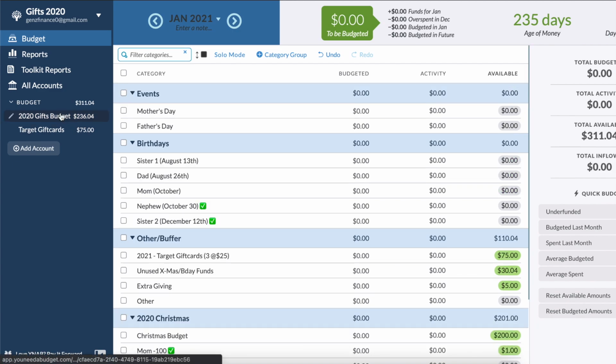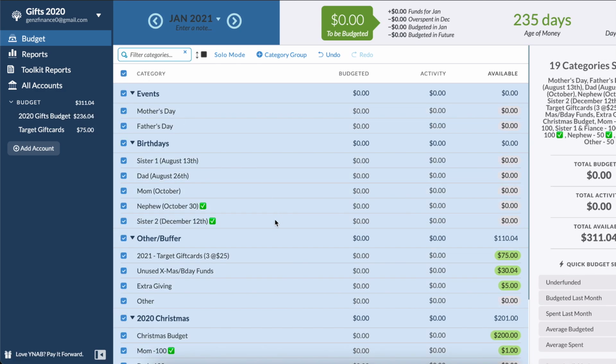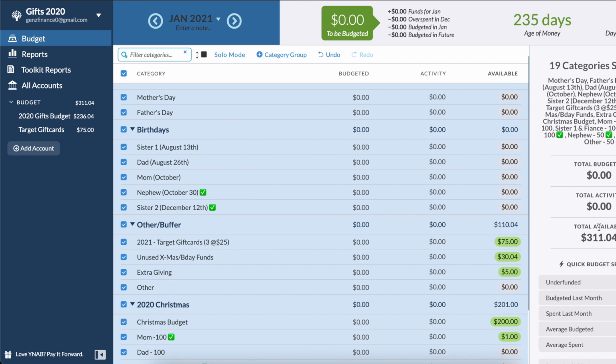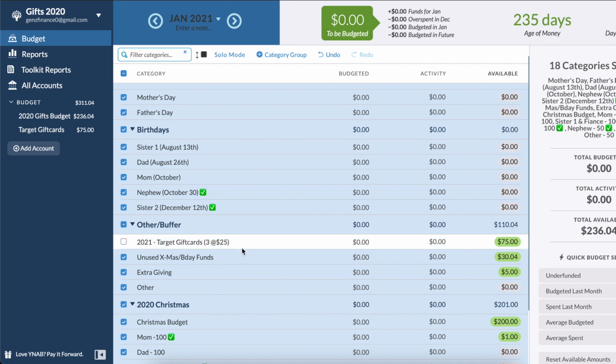Over here on the left, $236.04 was how much I had left over for my 2020 gifts budget, which I budgeted $1,200 for 2020. And if I highlight all of these categories, you can see total available left in my budget is $311.04. That discrepancy is this line item here, the Target gift cards.